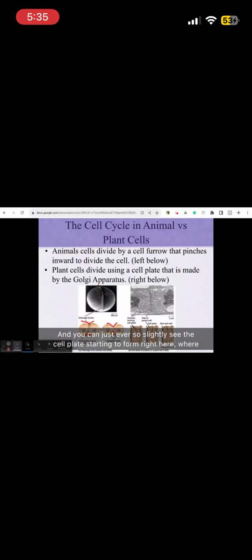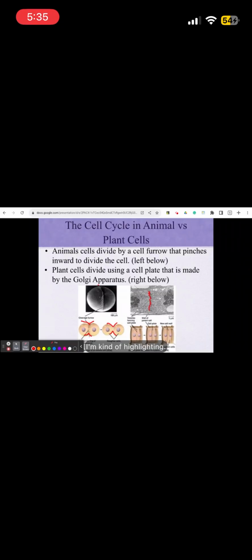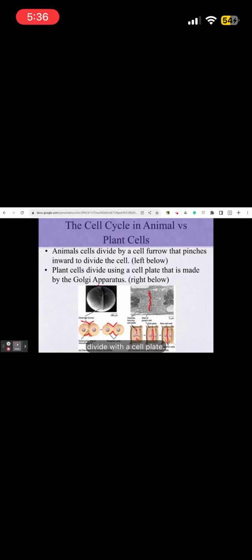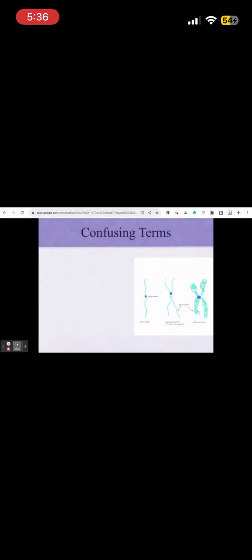You can just ever so slightly see the cell plate starting to form right here where I'm highlighting. The cell plate is made using the Golgi apparatus in a plant cell. It forms from the inside out. So you can see that the cell plate has formed here and it's working its way out. Eventually it divides the cell in half and you end up with two new cells. So again, just keep in mind, animal cells divide with a cleavage furrow, plant cells divide with a cell plate.